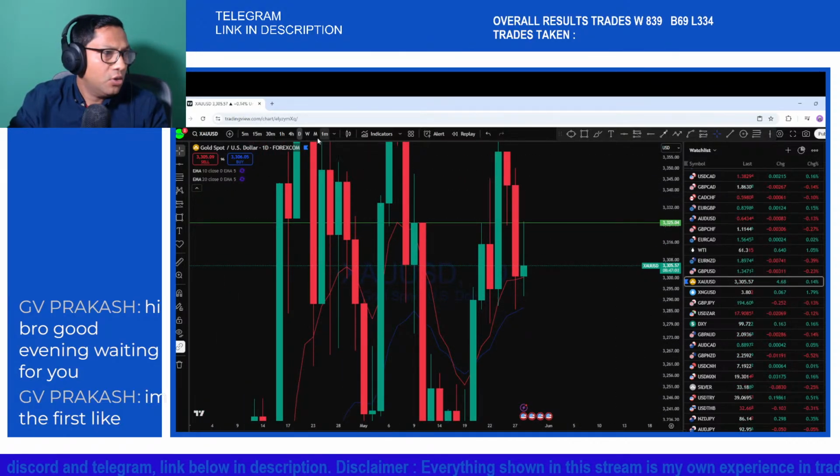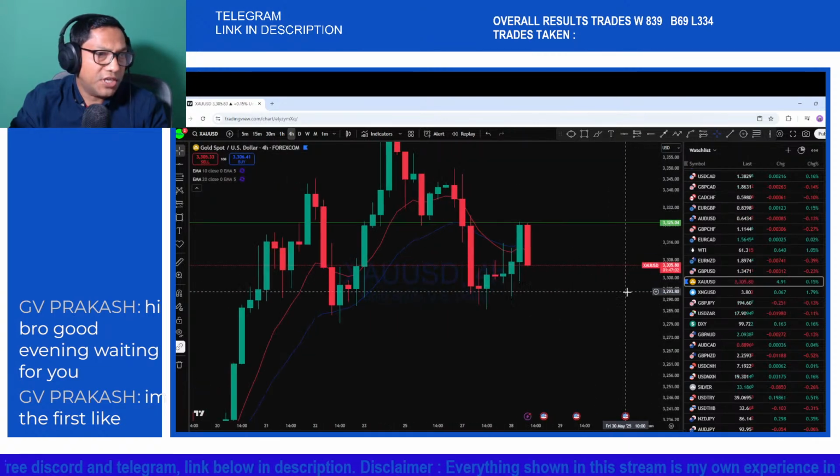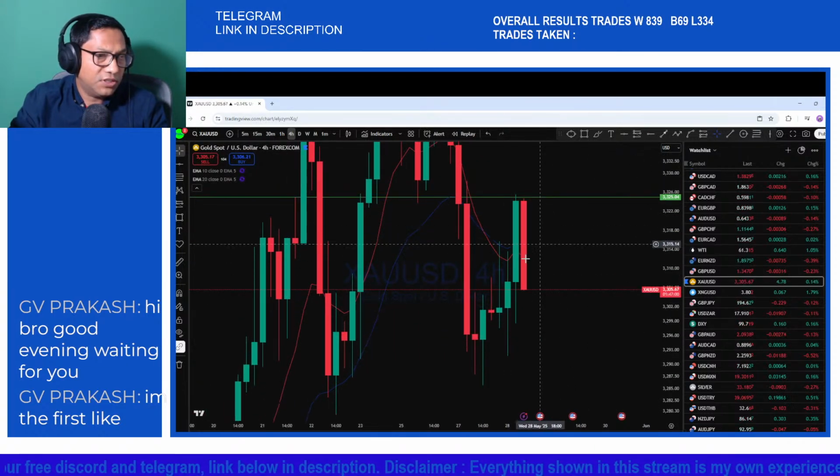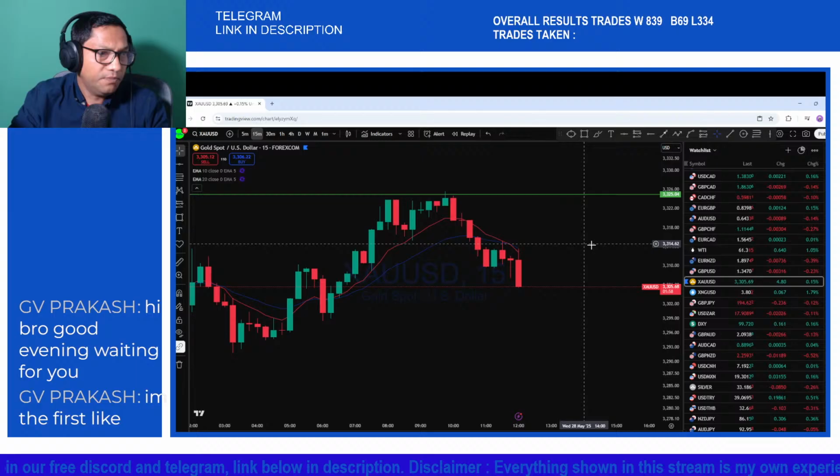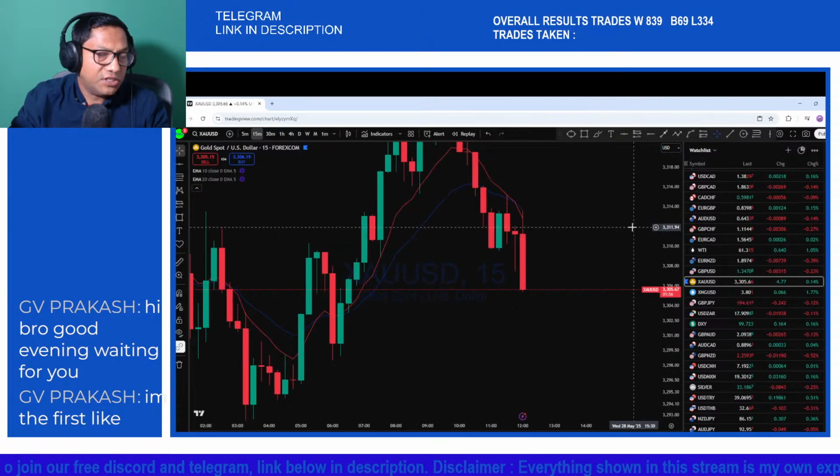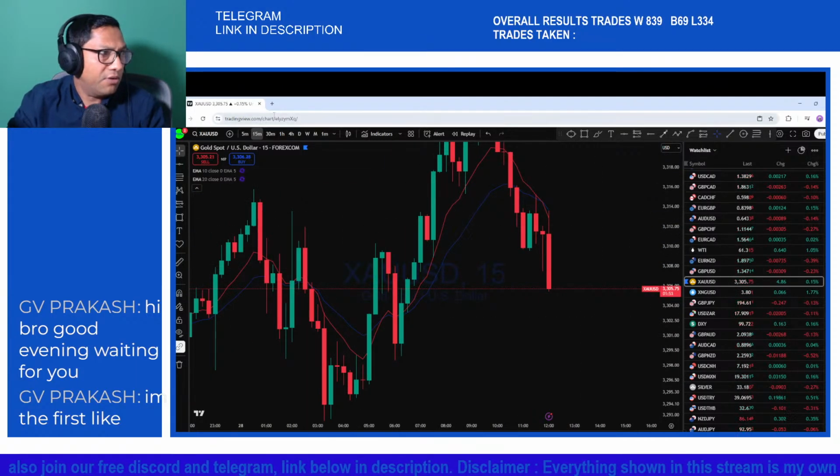Let's see, we may find a possible trade setup here. We see that from this level there is a break of structure. The 15 minutes price action closed as a big bear candle.